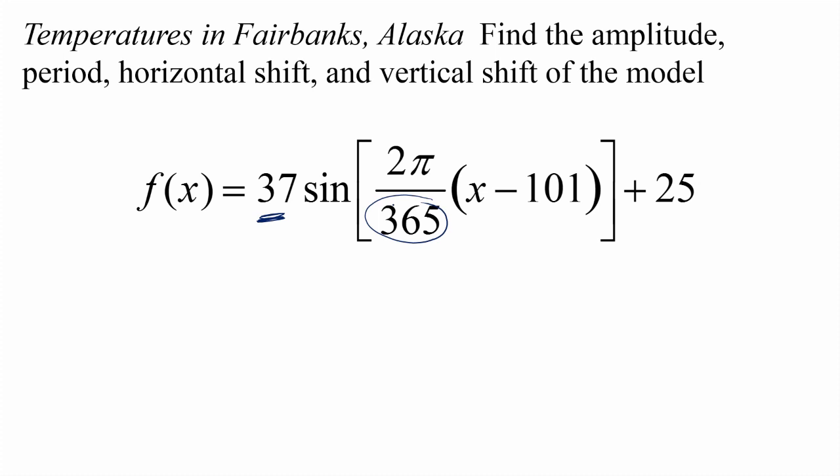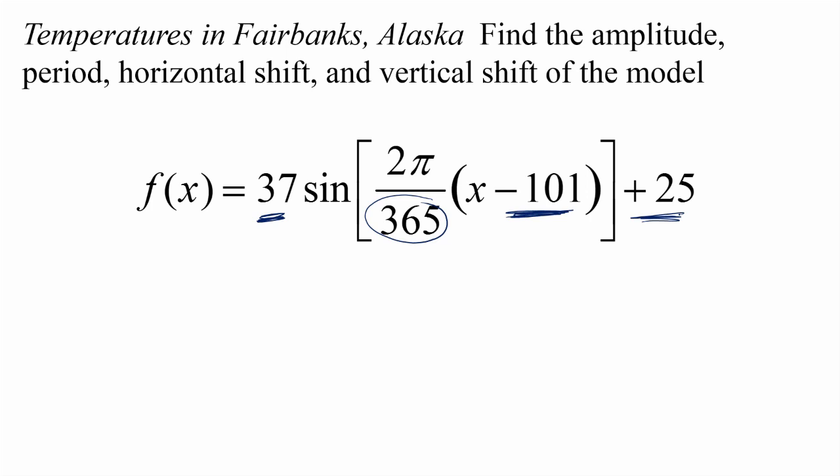Horizontal shift, we want to take a look at the c value. Here c is negative 101. Therefore the horizontal shift would be 101 units to the right. And here positive 25 as our d position is our vertical shift value, so the vertical shift would be 25 units upward.